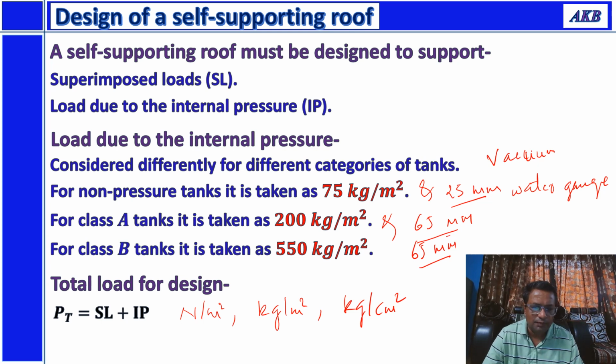So you are going to design a self-supporting conical roof so that it will withstand superimposed load, and it will also withstand load due to internal pressure. As far as superimposed load is concerned, a minimum of 125 kg per meter square has to be taken. You can use a lesser value depending on the conditions, and the other component in total load is internal pressure, and internal pressure will depend on the category of the tank that you are going to design.